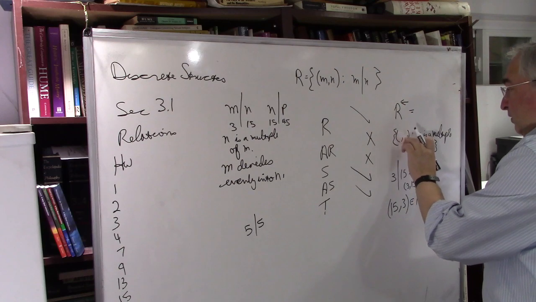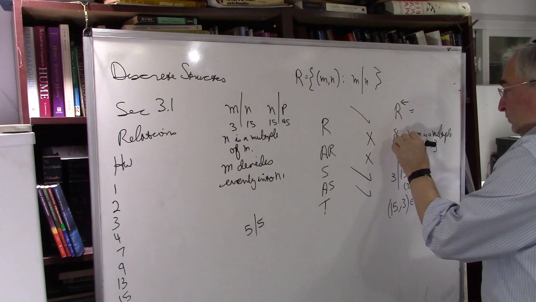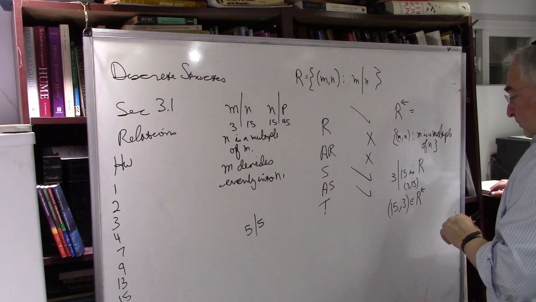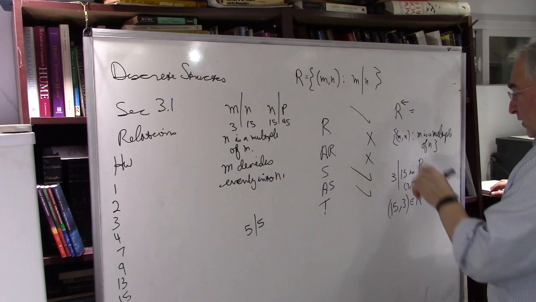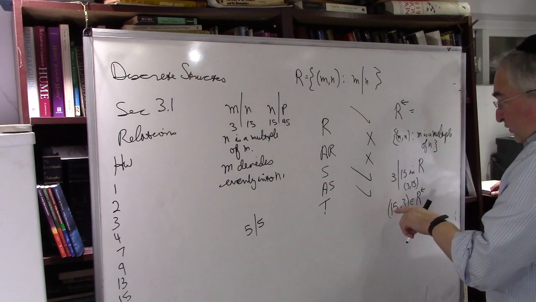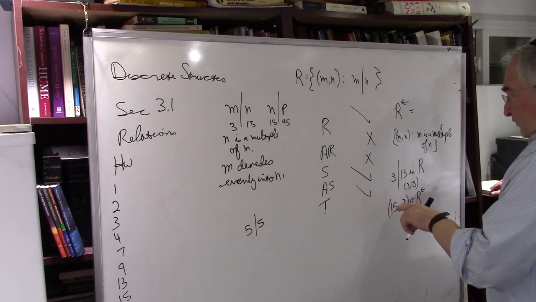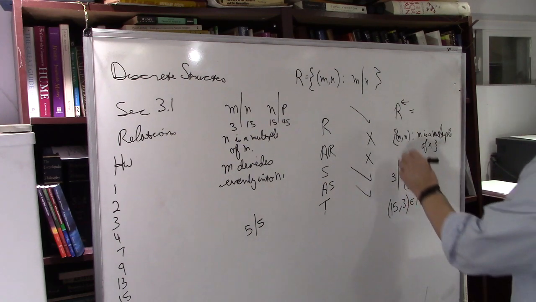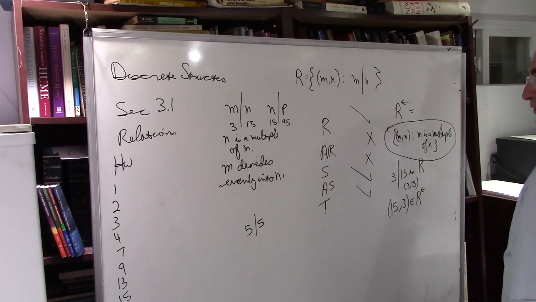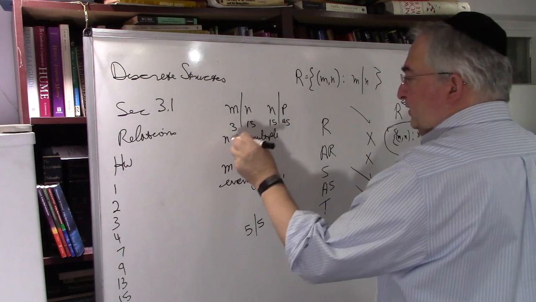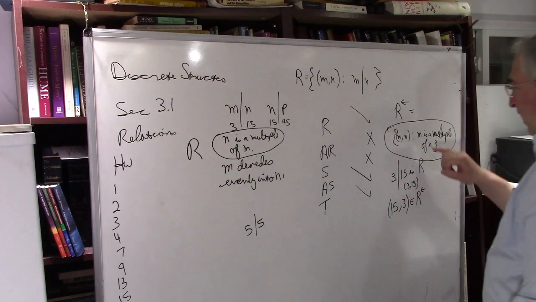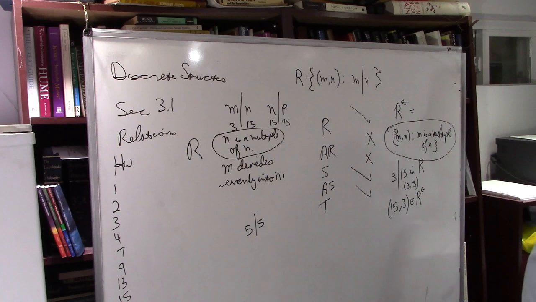So let's do this. Okay, so this is the way. 3 goes evenly into 15. 15 is a multiple of 3. And that's true. Okay, so that's the way you describe it. So this is the way you describe R: n is a multiple of m. And m is a multiple of n. This is the way you describe R back arrow.